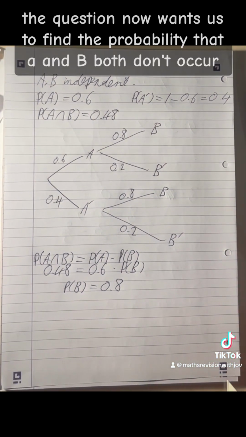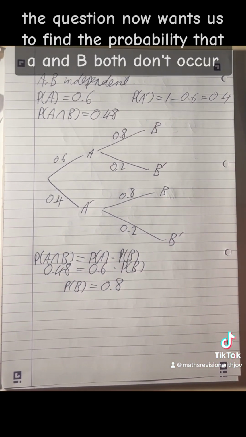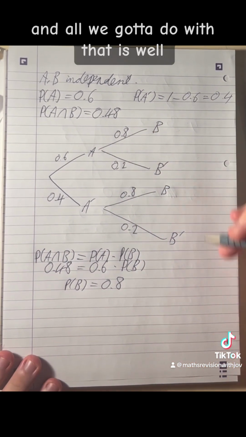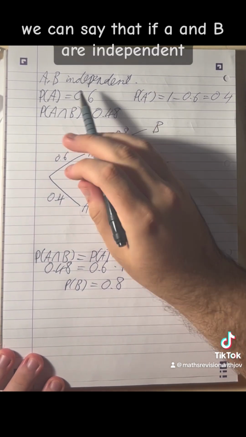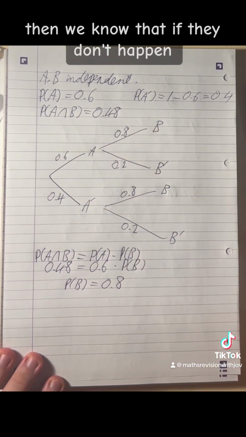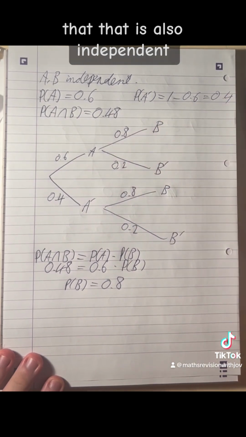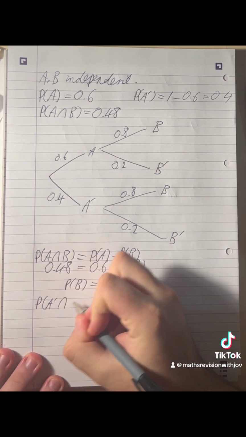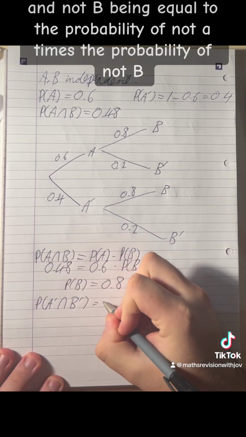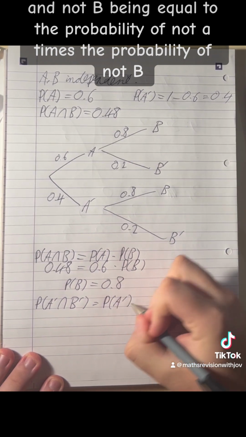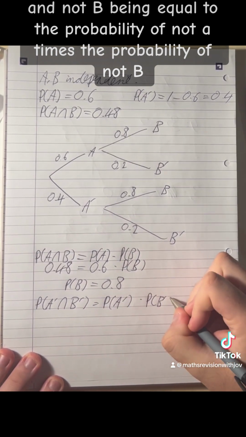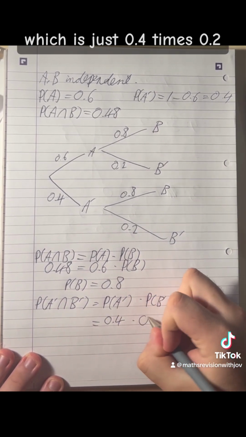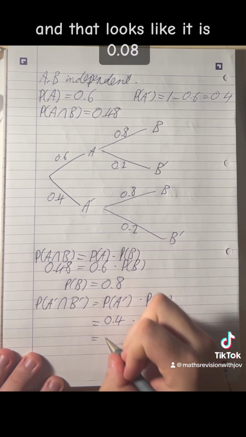The question now wants us to find the probability that A and B both don't occur, so neither A or B occur at all. And all we've got to do with that is, well, we can say that if A and B are independent, then we know that if they don't happen, that is also independent. So we've got the probability of not A and not B being equal to the probability of not A times the probability of not B, which is just 0.4 times 0.2, and that looks like it is 0.08.